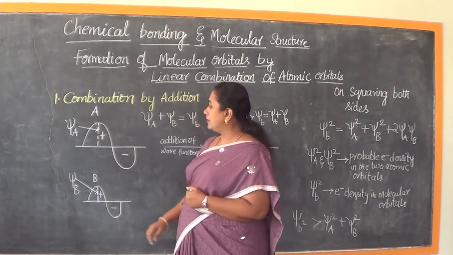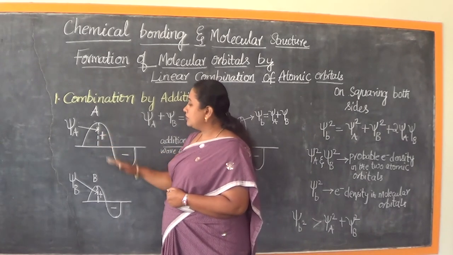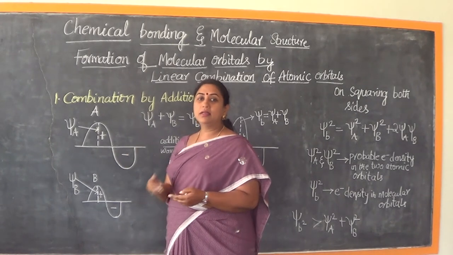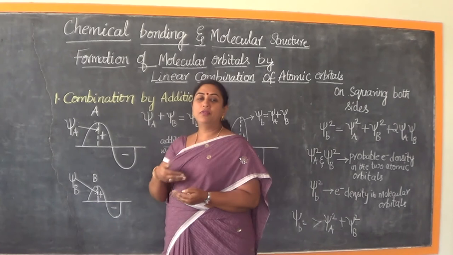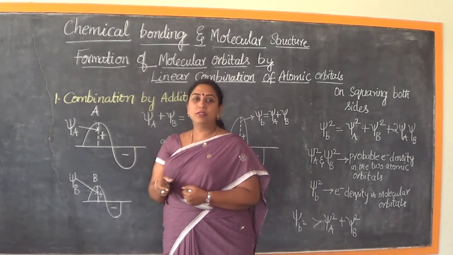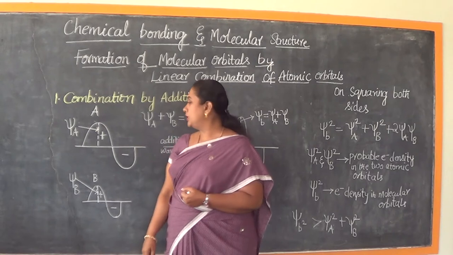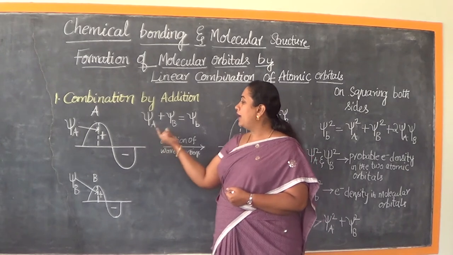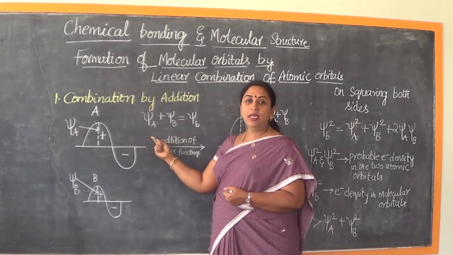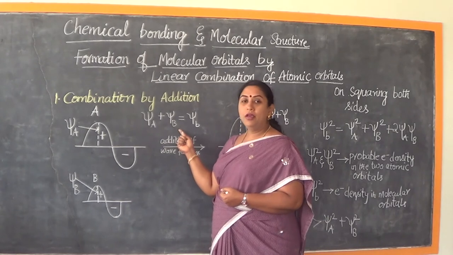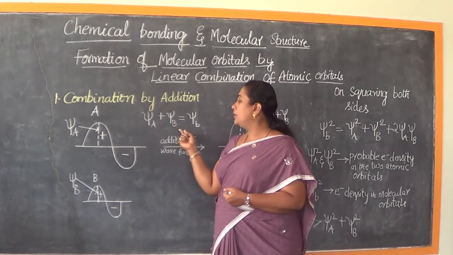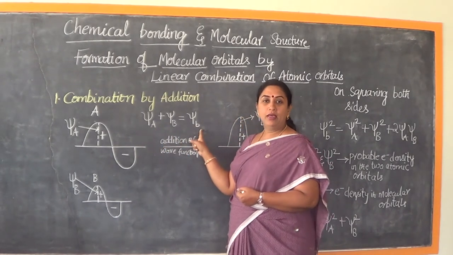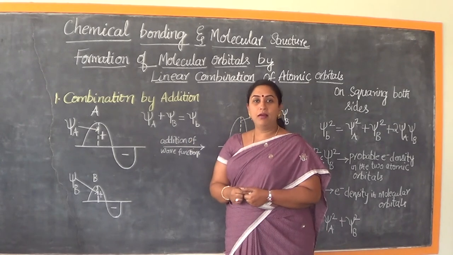Now we see that these two atoms' wave functions are alike. That means the crest will overlap with the crest and the trough will overlap with the trough. That means it is in-phase waves which are participating in the linear combination. Therefore, when they combine these two wave functions, psi A plus psi B, what is the product that we are going to get with this addition? It forms psi b. Small b indicates bonding molecular orbital.